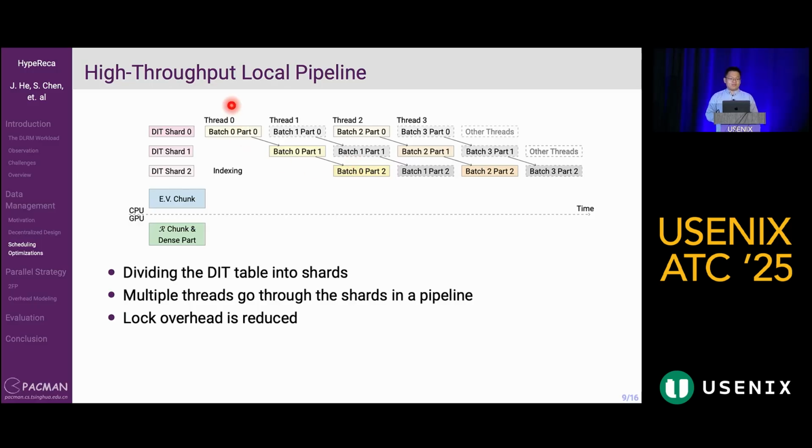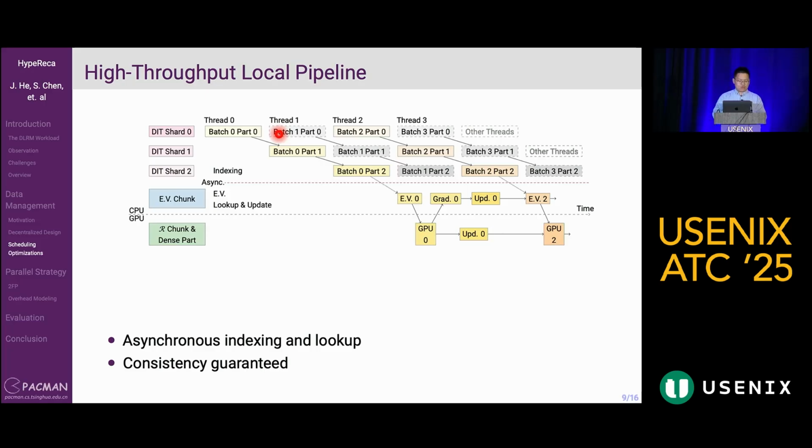So in the first time step, thread 0 goes through shard 0, and in the second time step, it goes further to shard 1, and another request is now working on shard 0. So in this fashion, we can eliminate the read-write locks on the DITs because each shard is accessed and locked exactly once by each thread, or we say each query. So there's no contention, so no excessive locking should be used.